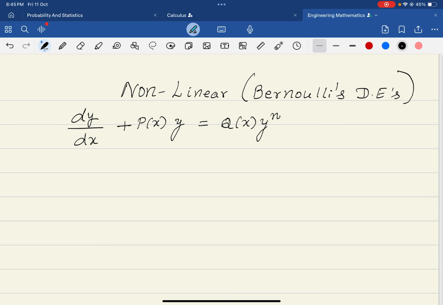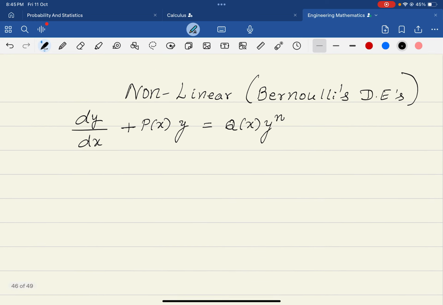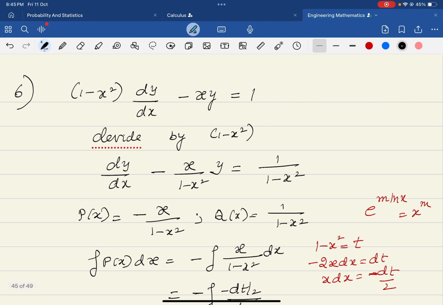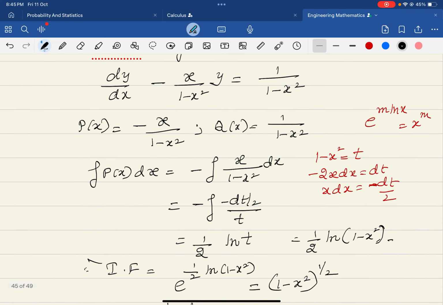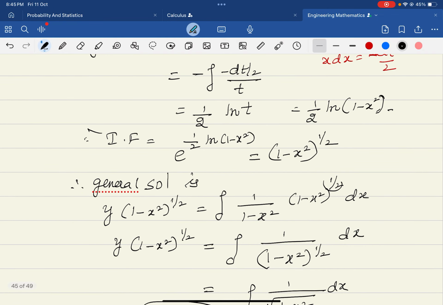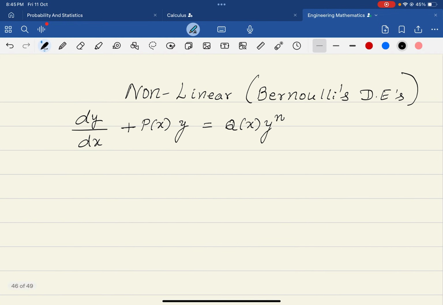Today we are going to do non-linear Bernoulli's differential equations. In this topic, we are going to transform the differential equation, which is non-linear, to linear using some strategy. In the last lecture I did how to solve the linear differential equation. We made them by finding the integrating factor and then finding the general solution like this. So now we are going to do how to solve the non-linear differential equations.